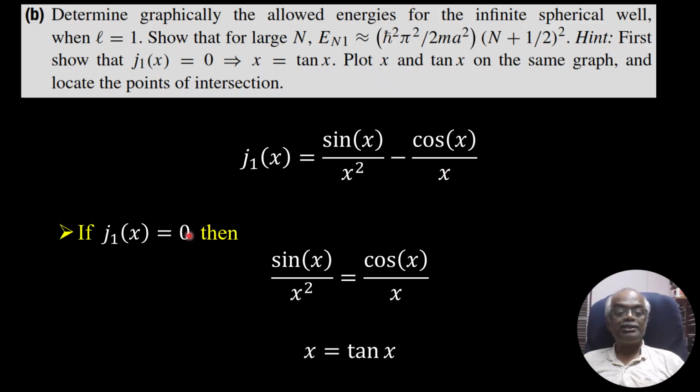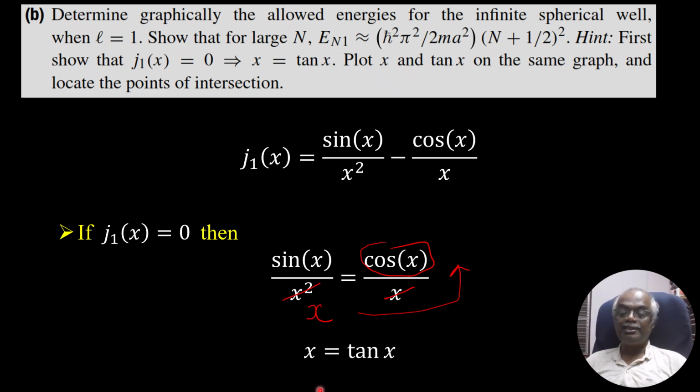When J1 of x is equal to 0, then sin x over x squared is equal to cos x over x. Here you can cancel this x and this x squared, which will become x. So you bring this to the right hand side and this to the left hand side. So sin x over cos x is equal to tan x. Here you have x equal to tan x. This is a transcendental equation. You cannot solve it analytically. You can use only the graphical method, which we are going to do now.